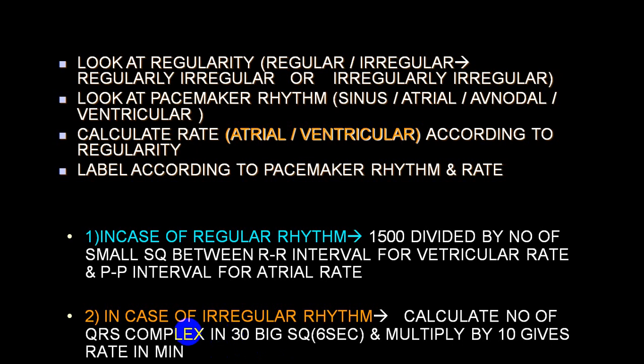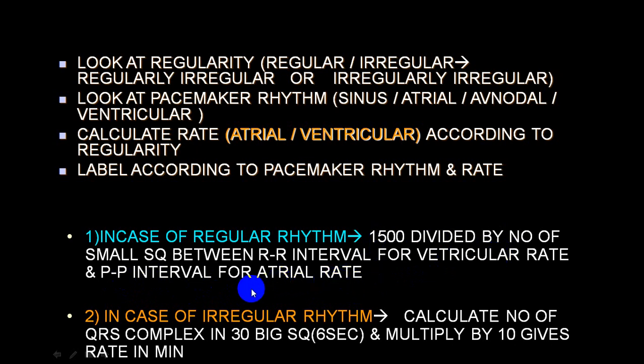We divide ECGs into two big groups. If the ECG is showing a regular rhythm, meaning the RR interval is constant and the PP interval is constant, we utilize this formula: 1500 divided by the number of small squares between R to R, or 1500 divided by the number of small squares between P to P. We call them the PP interval and RR interval. The RR interval will give you the ventricular rate and the PP interval will give you the atrial rate.